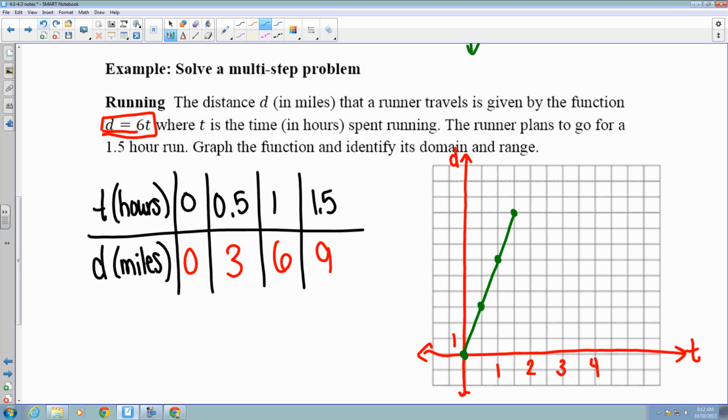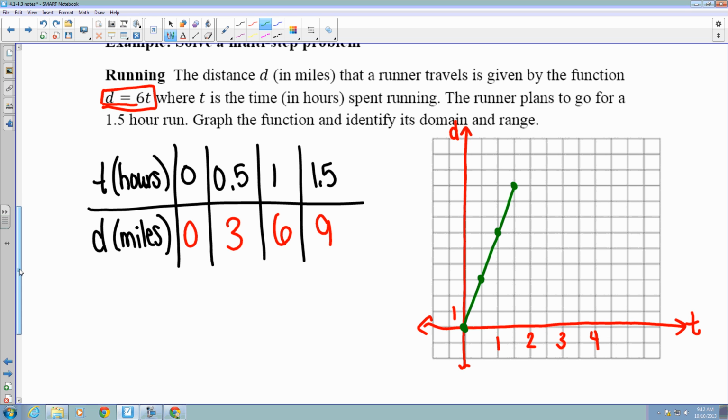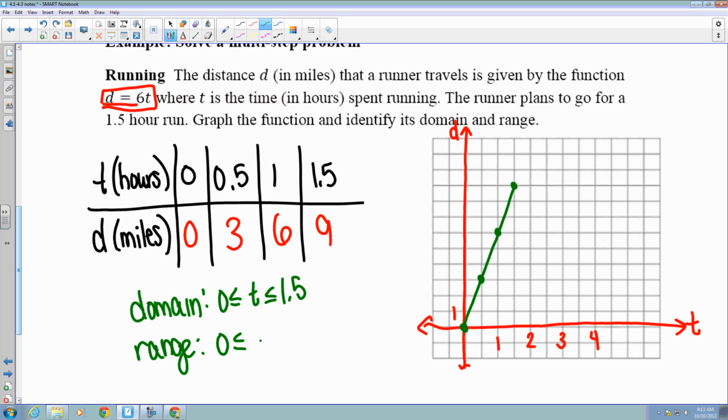But we cannot continue that line in the negative direction because you can't have negative time, and we're not going to extend it in the positive past 1.5 because our domain only goes up to 1.5 because that's how long his run is. We need to identify the domain and range. The domain goes with the x values of the graph. In this case, that's our t values, and we only went from 0 because you can't have negative time, and then our biggest t value was 1.5 because that's how long our run is. And the range started at 0, and the biggest our range got, which was distance, is 9.